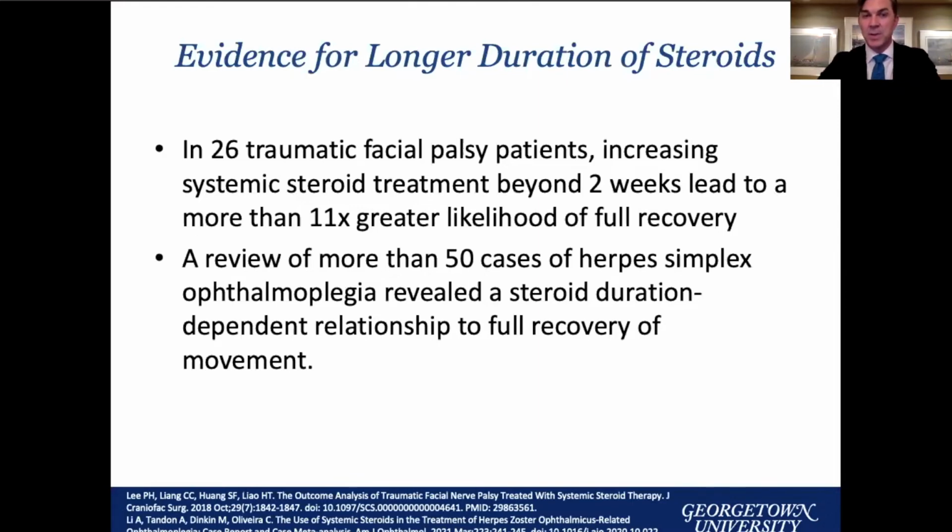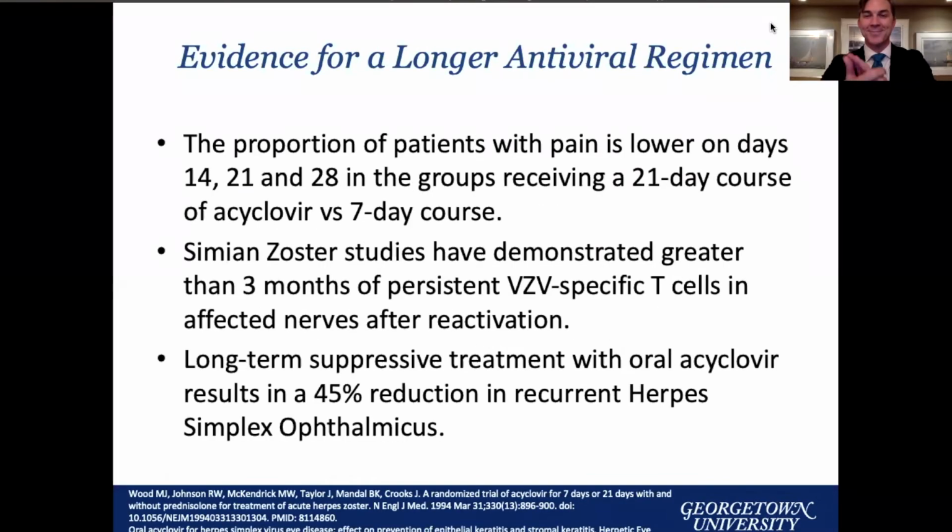There's also good information in the ophthalmologic literature indicating that in patients with herpes zoster, herpes simplex ophthalmoplegia, which is a sister condition to the herpes simplex facial nerve neuropathy, there's actually a duration-dependent relationship between the steroid treatment and the outcomes in those patients and the likelihood of full recovery of motor function of their extraocular muscles. So it's fairly reasonable to extrapolate that there may be some similar expectation with facial nerve and facial muscle recovery.